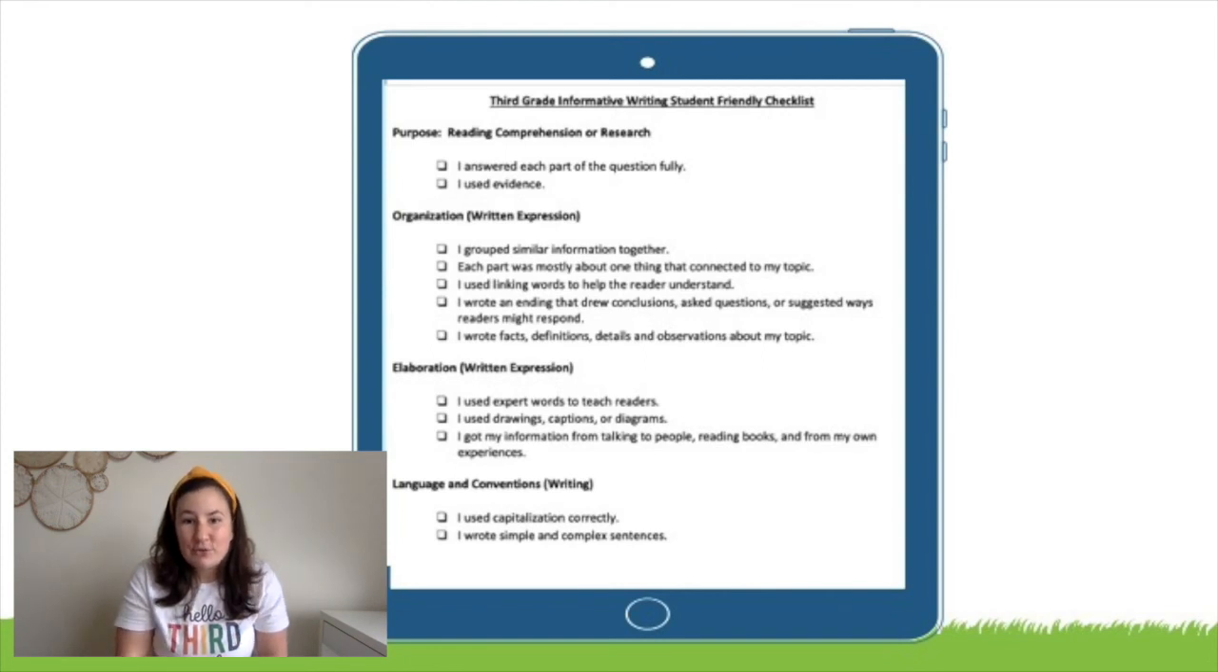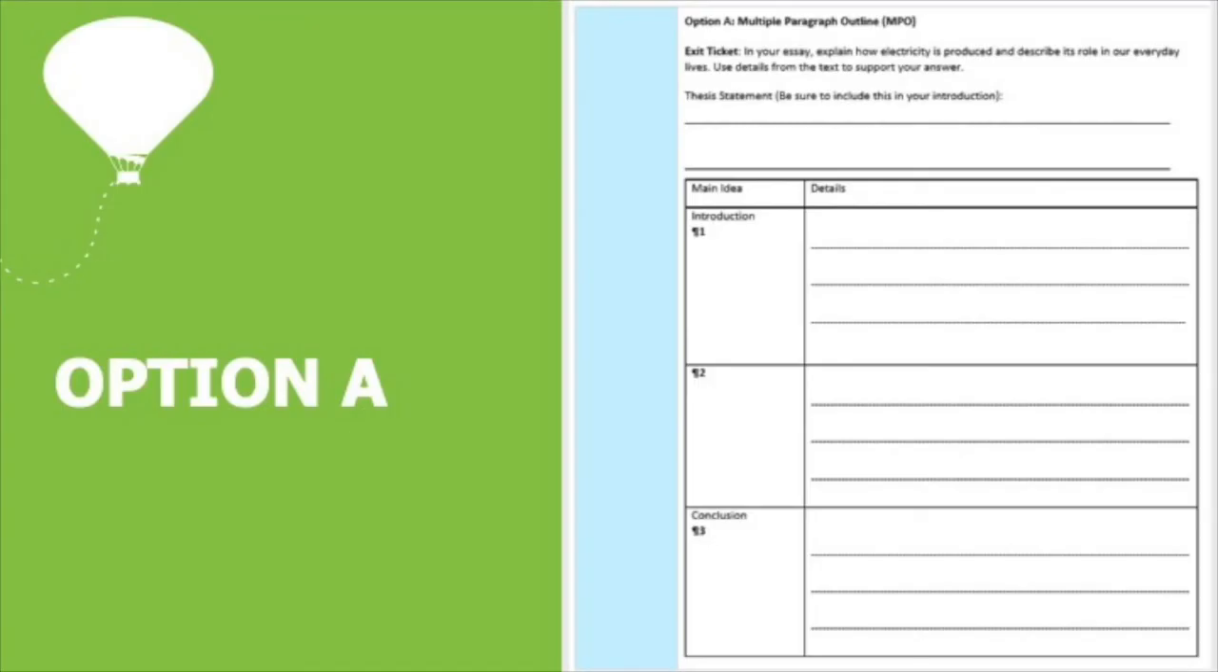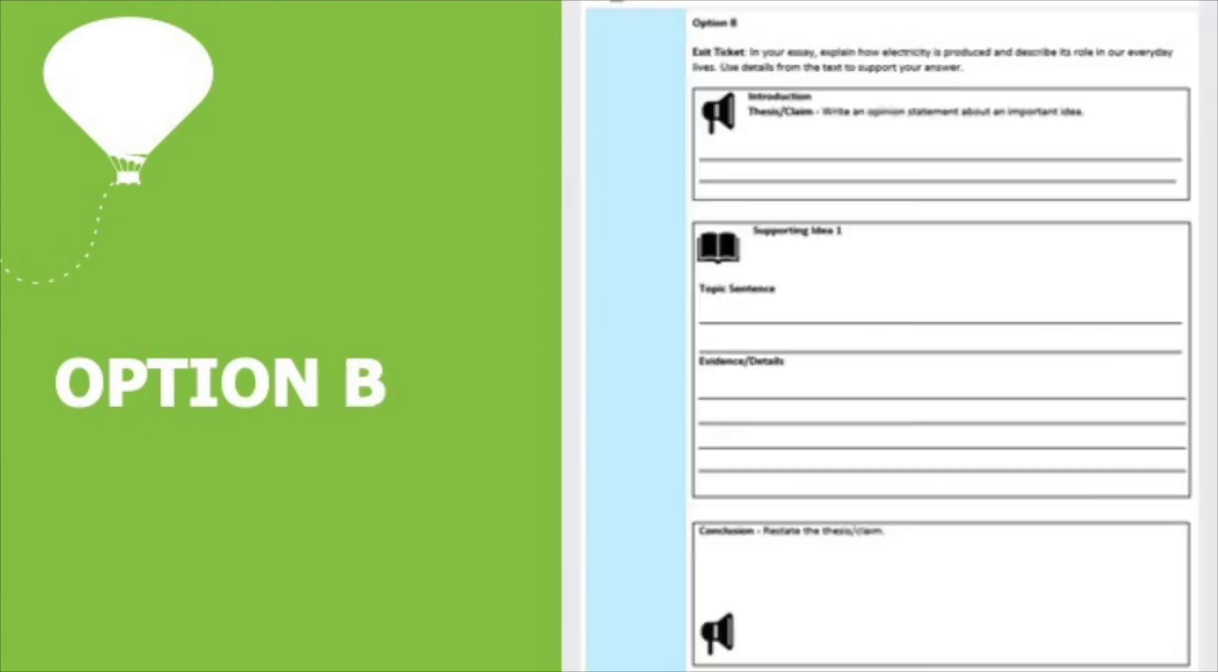My advice to you is when you finish your exit ticket, use this checklist and go back and make sure that you have all the parts needed. You will complete the final exit ticket in your week 7 packet. You have 2 options for writing. You will see option A is one organizer you can use to do the writing, or there's option B. You have the ability to choose whichever option you feel most comfortable with.